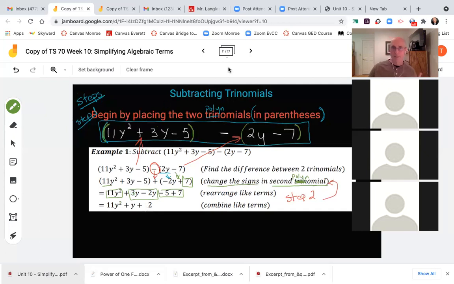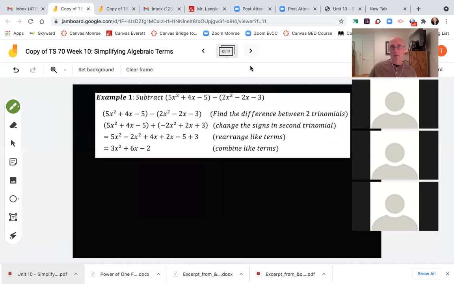Let's do it again. Don't feel like you have to copy the next one, but I want you to walk through this. Subtract. This one started right off the bat and gave you the parentheses, so step 1, in a sense, is given for you here. They put these parentheses on there to be really clear. So you've got 5x squared plus 4x minus 5, minus another, in this case, a trinomial.